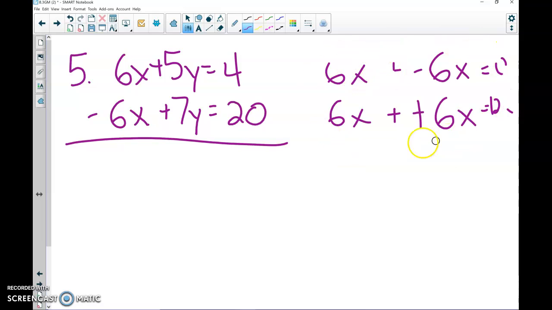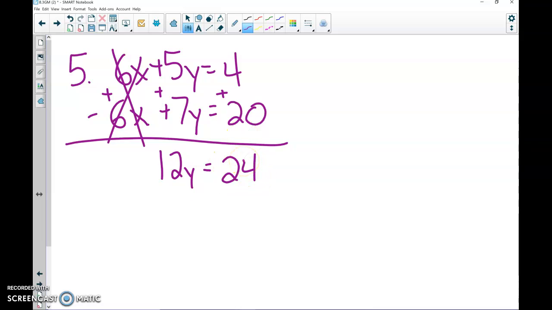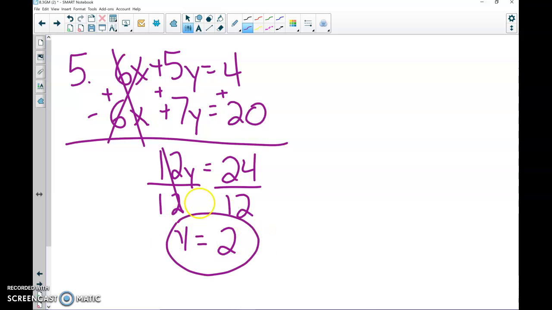I wanted to do another one that wasn't subtracting like the other ones. Okay, so everything needs to get added, added, added. So we just said 6x plus a negative 6x eliminates, it gets to 0. 5y plus 7y is 12y. 4 plus 20 is 24. Then it's 12 times y, so we divide each side by 12. 24 divided by 12 is 2.